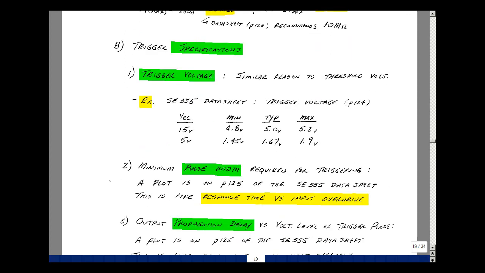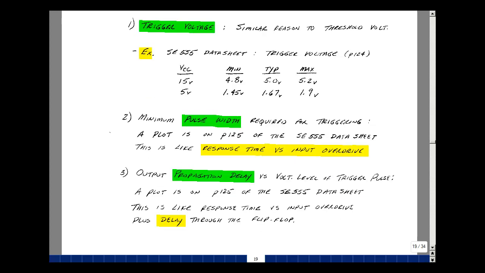Again, in our data sheet on page 124, there are specifications for the trigger voltage. So typically 1/3 of VCC, so for 15 volts that would be 5 volts. But again, because there are non-idealnesses in my chip, this could range between 4.8 volts and 5.2 volts. On page 125, there's a lot of graphs, one of which is called the minimum pulse width required for triggering.